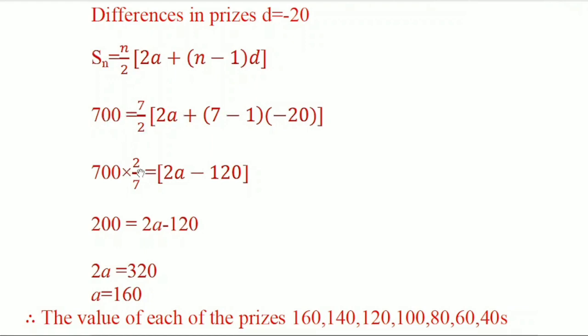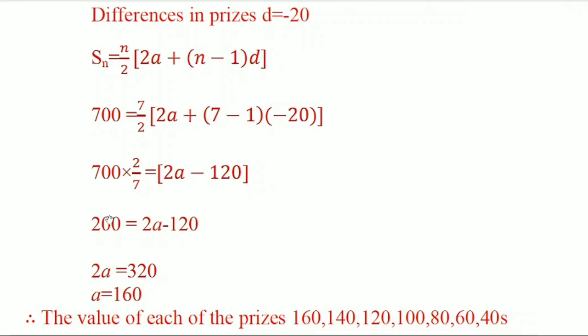So 700 into 2 by 7 equals 2a minus, so here plus into minus is minus, so 20 into 7 will become 140. Again 140 minus, plus into minus is minus, 20. So 140 minus 20 means it will become minus 120. Therefore 2a minus 120.